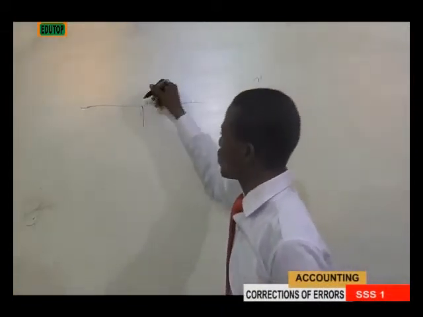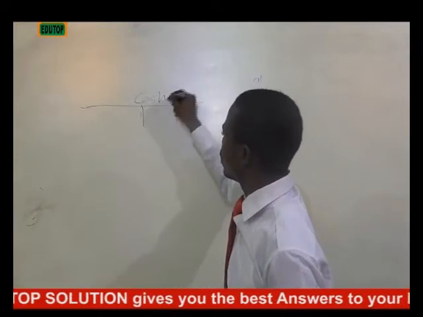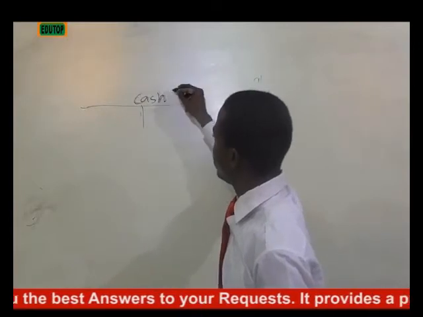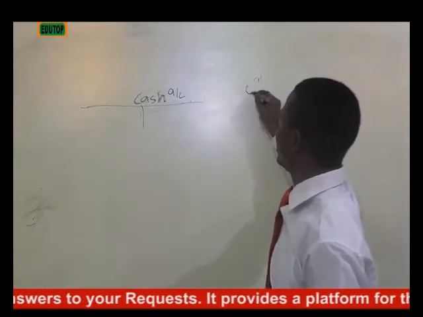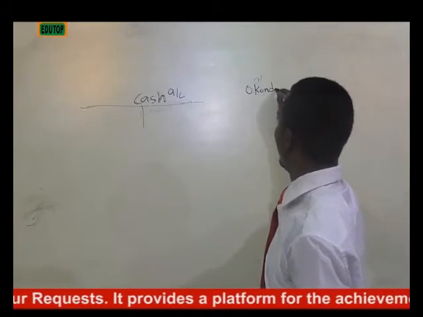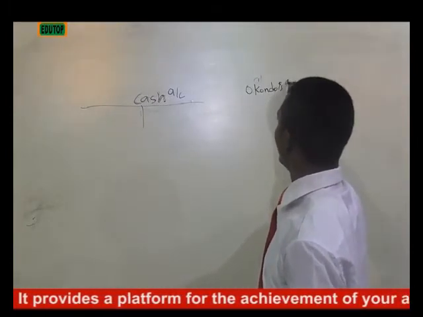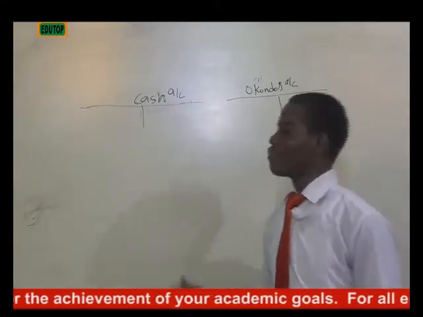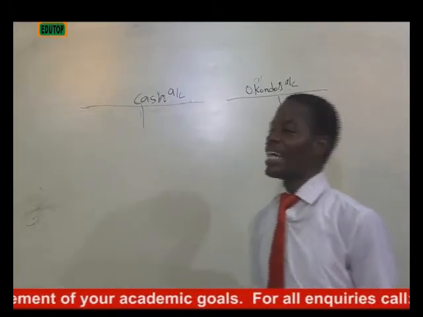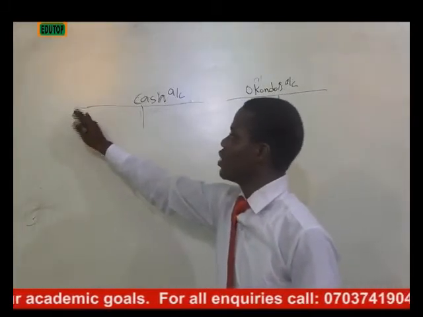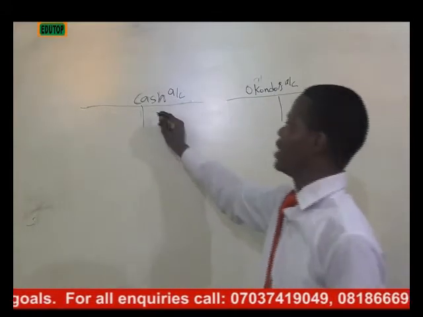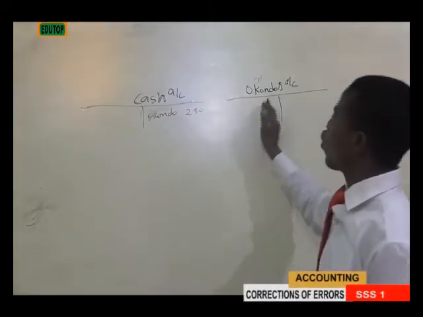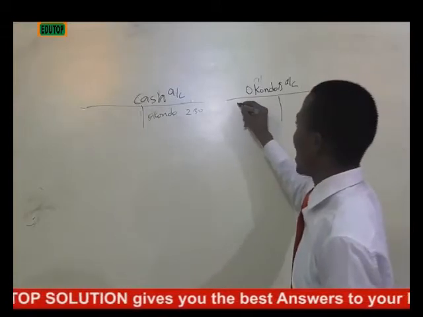Now this is the cash account, this is Okondo's account. Now this is where the error lies. They said a receipt of cash from Okondo has been entered, instead of entering it into the debit side of the cash book, into the credit side. It is now debited to Okondo, which is 230, and that of Okondo, which has to be credited, was debited as cash.